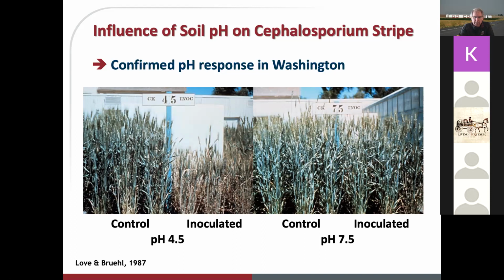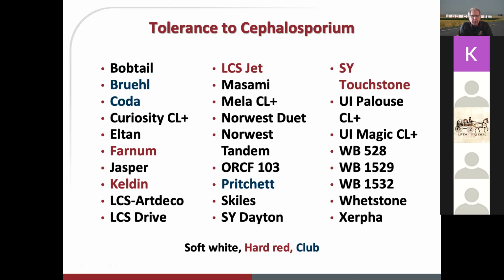Okay. So I mentioned resistance or tolerance to cephalosporium stripe. And here's a list of varieties that are more tolerant of cephalosporium. Again, I recommend looking at the variety testing data for the plots near where you farm. And then if cephalosporium stripe is a problem for you, consider planting the most tolerant variety that performed well in that plot.